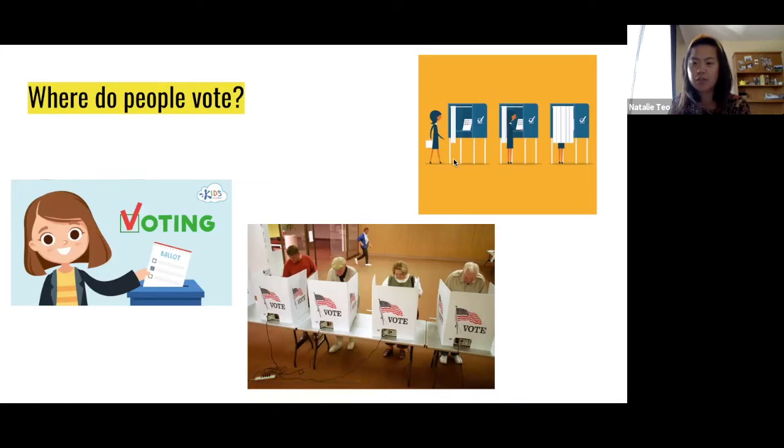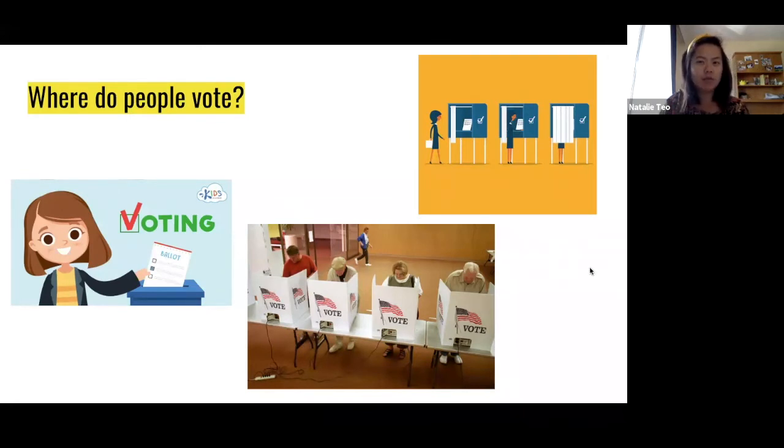So the same with the picture right here. You would go into a little booth right here. You would check off, make sure nobody can see you, and then you'll put it back in a box, or you just send it away to somebody who will collect it. And it always usually is a secret because we don't want other people to see it or to tell you to vote for somebody else. Okay? So it's usually a secret.